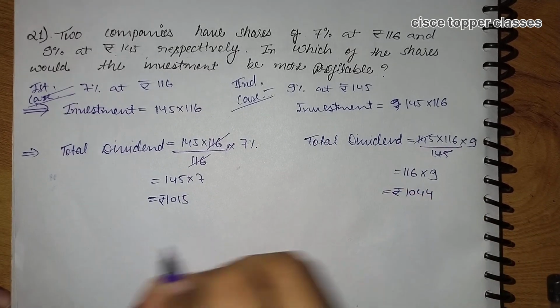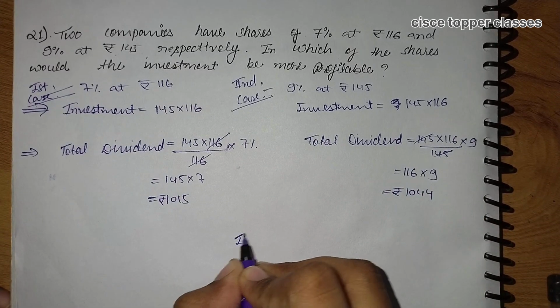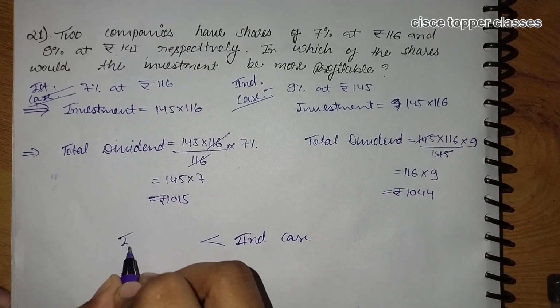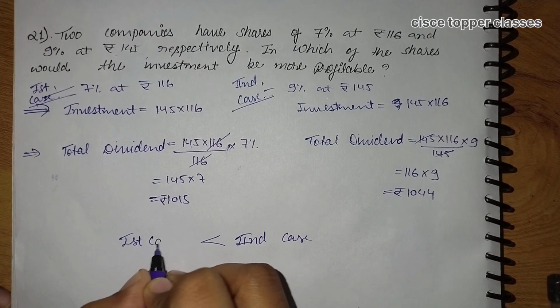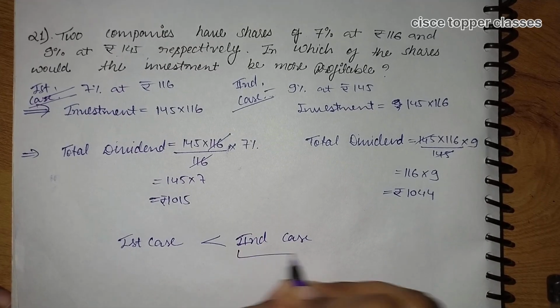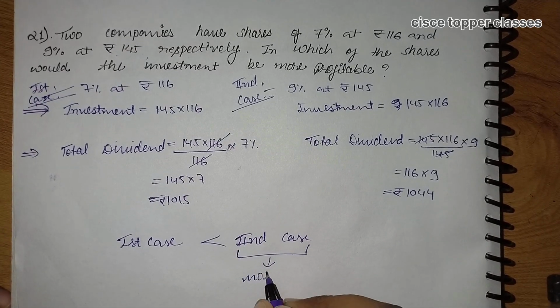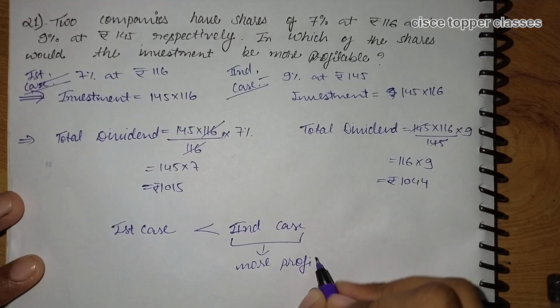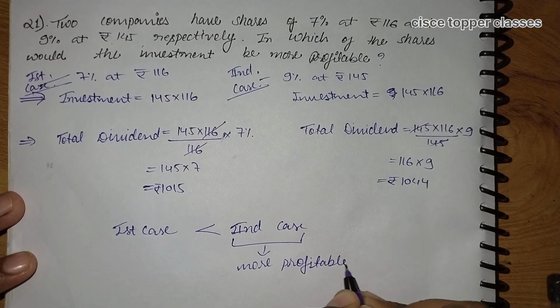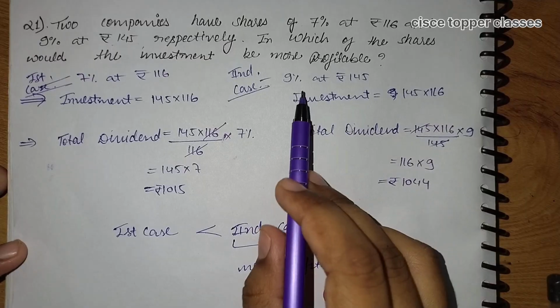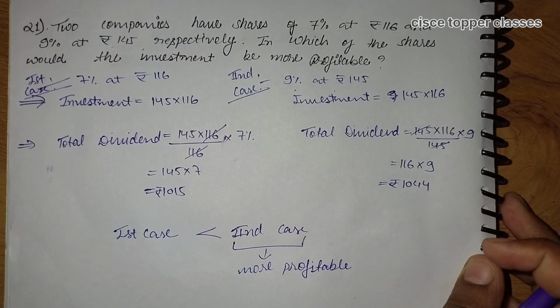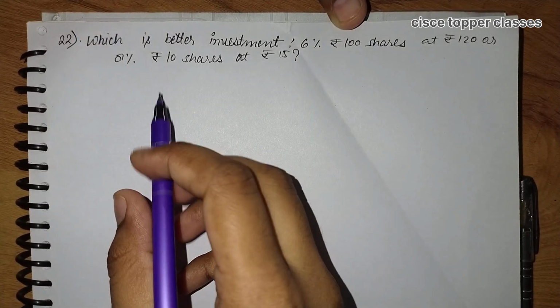So this part is greater, means second case is more profitable than first case. So in this case, if we invest, we will get more profit, means 9% at rupees 145. So this is the final solution of question number 21. Let us solve your question number 22.